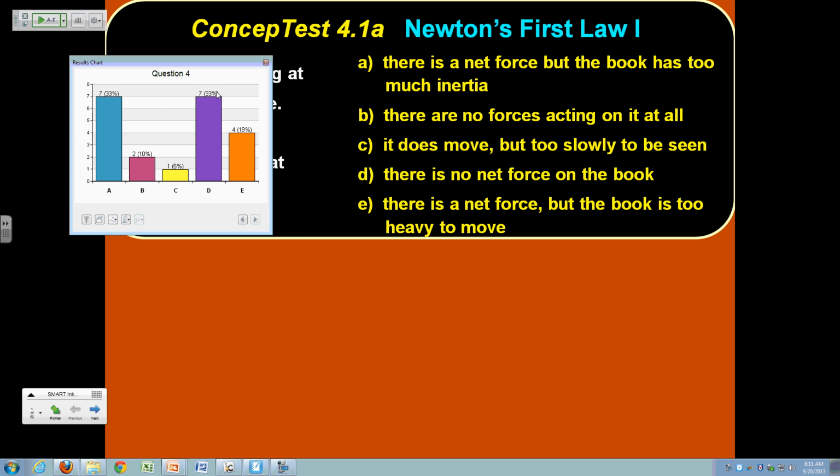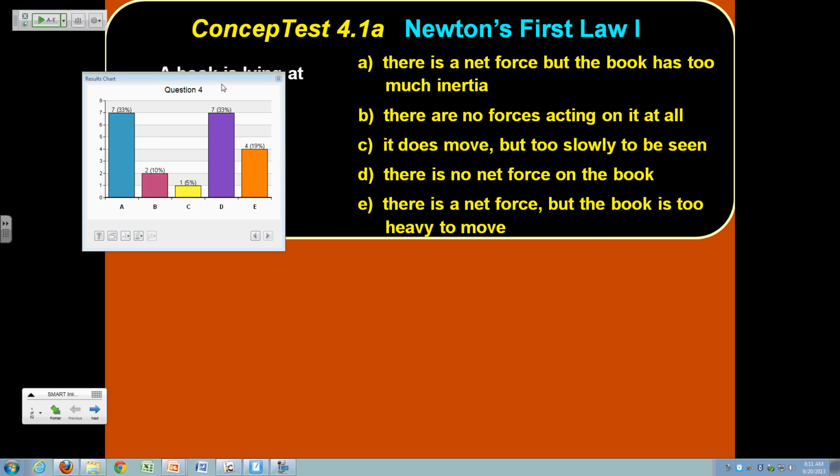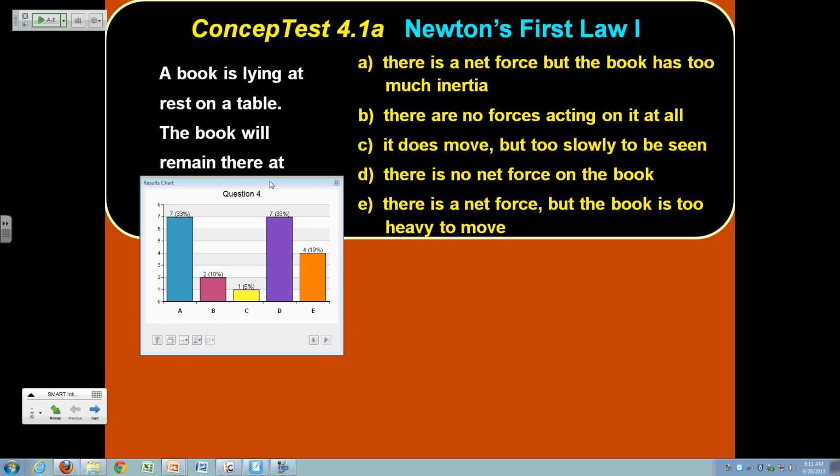Okay, A is not correct. There is a net force, but the book has too much inertia. If it's lying at rest, then there is no net force, right? Because if there's a net force, it has to be accelerating by Newton's second law. So A is not correct because there is no net force. B is not correct because there are forces acting on it, right? There's at least the weight and the normal force, and then maybe other forces that we're not even noticing.